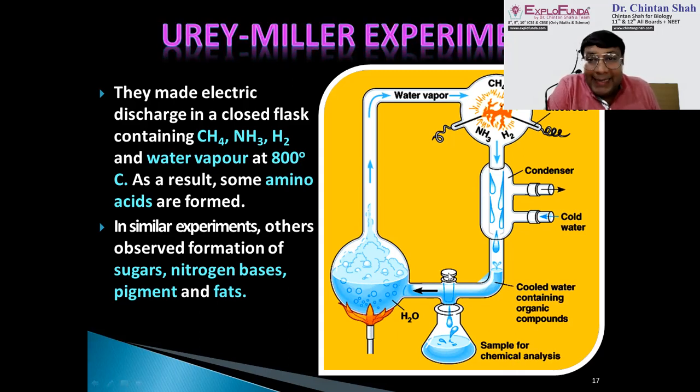At the end of 18 days, they found that the color of the solvent had changed. So some new things must have been formed, and let us go for the chemical analysis of the same. They made an electric discharge in the closed flask containing water, ammonia, methane, hydrogen, and water vapor at 800 degrees Celsius. As a result, some amino acids were formed.